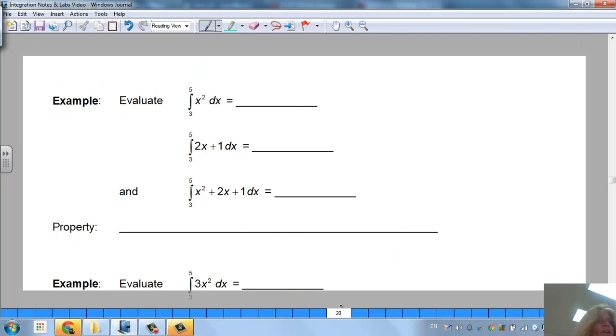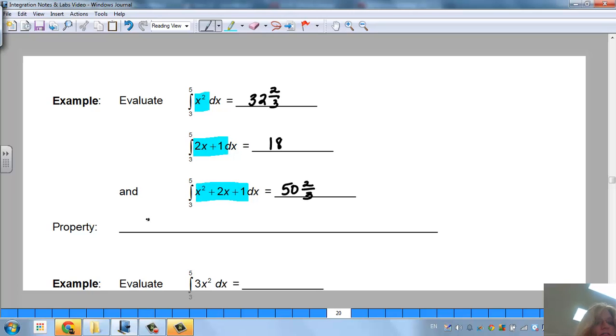If I want to evaluate from 3 to 5 x squared, I want you to notice that all of these have 3 to 5. Here's this function x squared, here's this function here, and then this is the total of these two added up. So when I do 3 to 5 x squared, I get 32 and 2/3. When I do this one from 3 to 5 of 2x plus 1 dx, I get 18. When I put these two together and come up with this, I get 50 and 2/3.